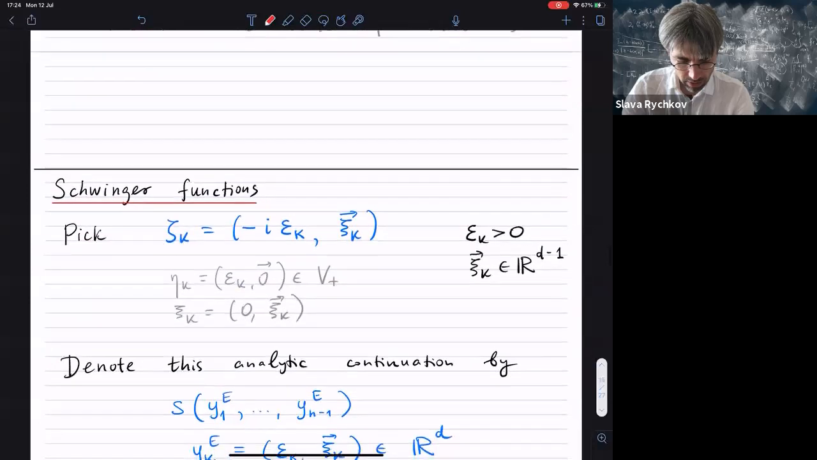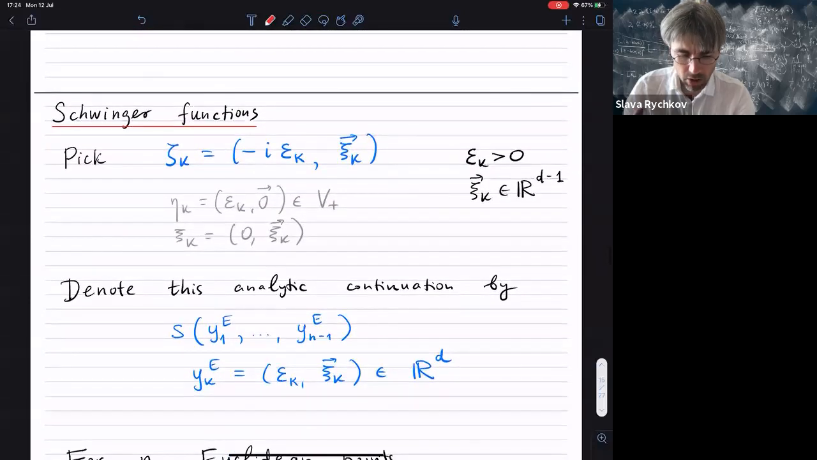Okay, let me continue then. So now we can finally start defining our Euclidean correlation functions, which are Schwinger functions. You've seen the Wick rotation in QFT courses. What I'm trying to show here is that we can do this Wick rotation rigorously.